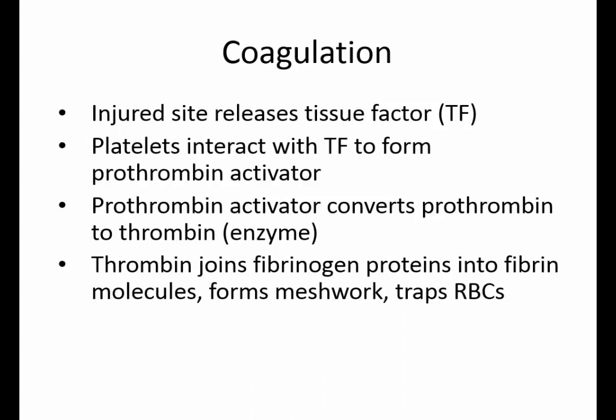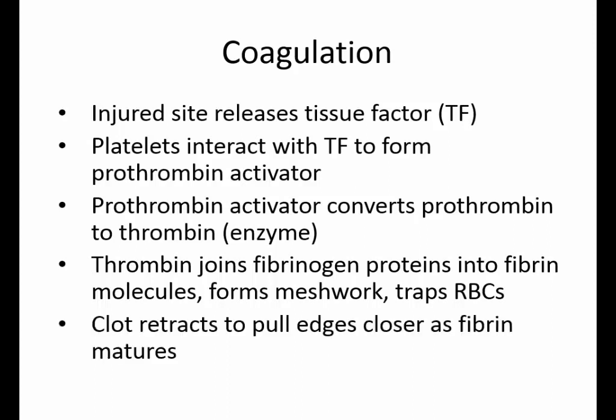Fibrin is an insoluble protein, and as it is formed, it forms a meshwork that begins to trap red blood cells. The fibrin will make the clot, and it will start to retract. The fibrin will shorten as it matures, and this helps pull the edges of the wound closer together and gives us more of a chance for the area to heal.